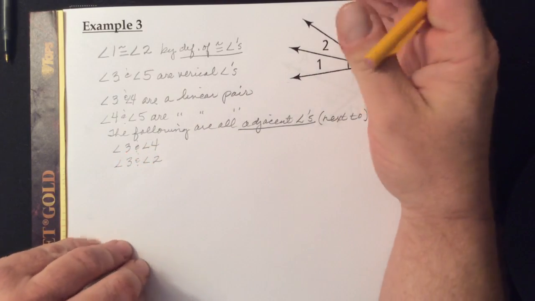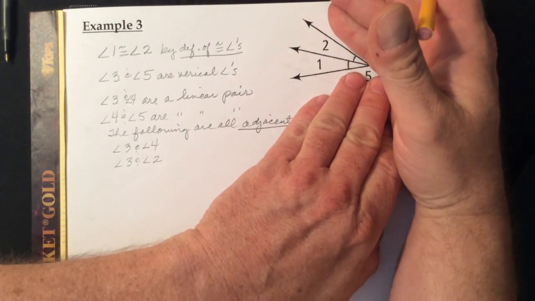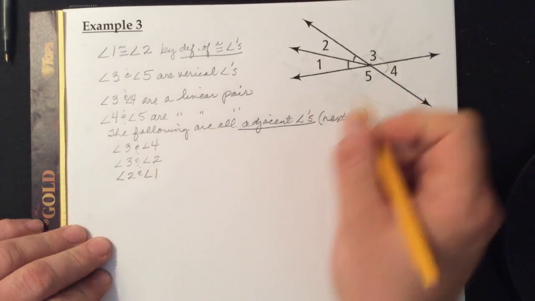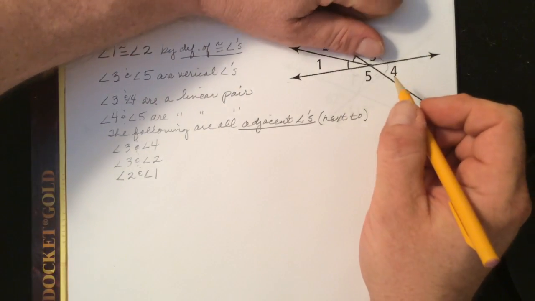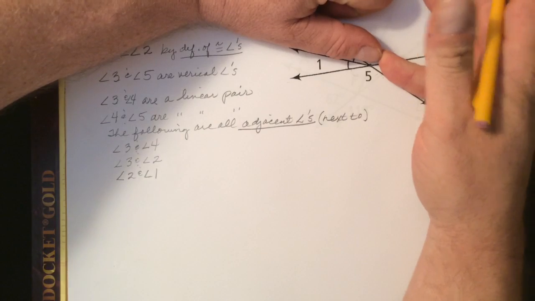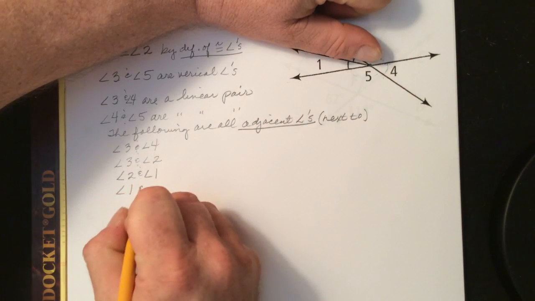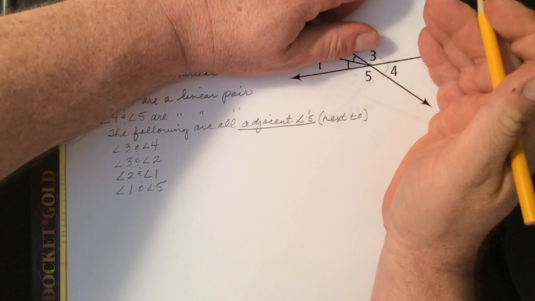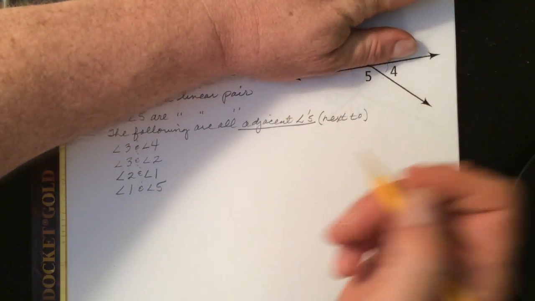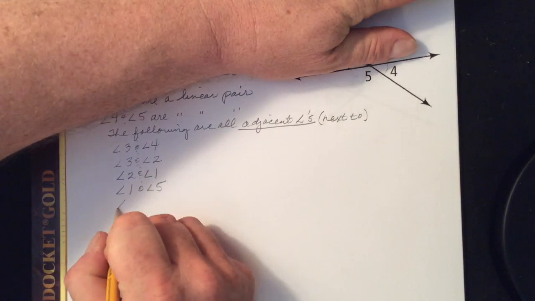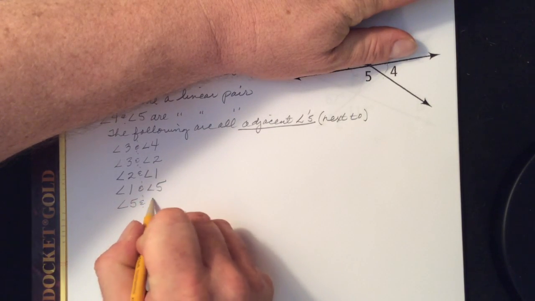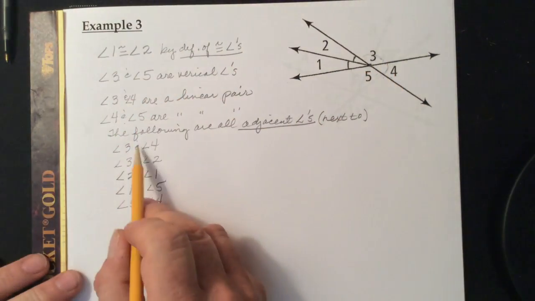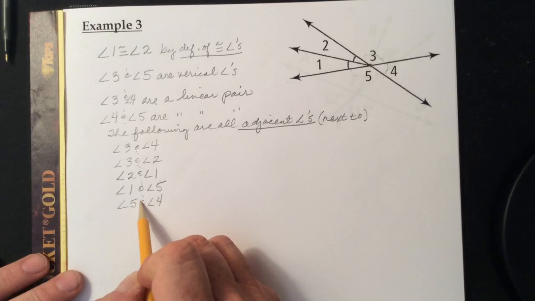What about angles 2 and 1? Angles 2 and 1 are adjacent. Another pair of adjacent angles would be angles 1 and 5. And then coming over below, we have angles 5 and 4 are adjacent. And then we're back over to angles 4 and 3. So there's 1, 2, 3, 4, 5 pairs of adjacent angles.